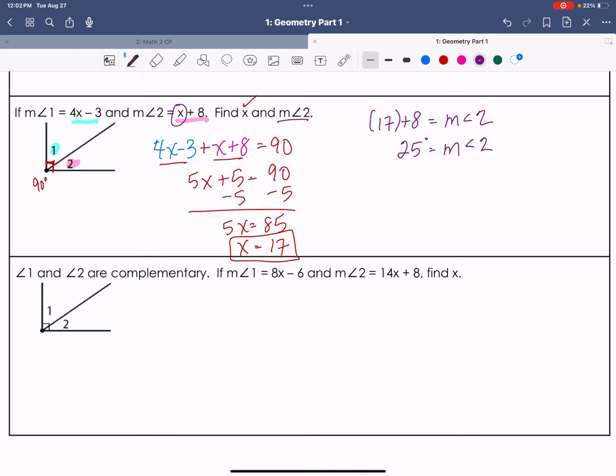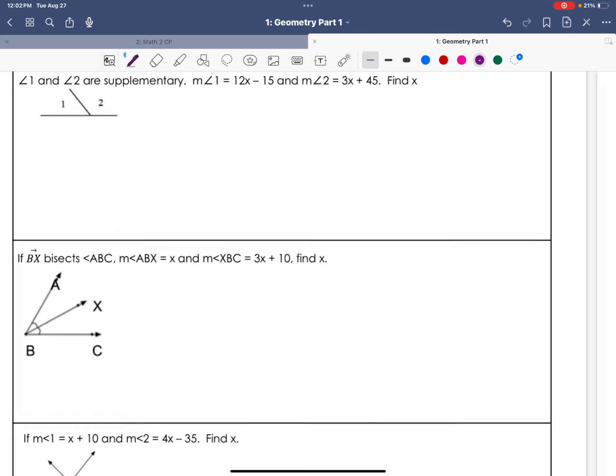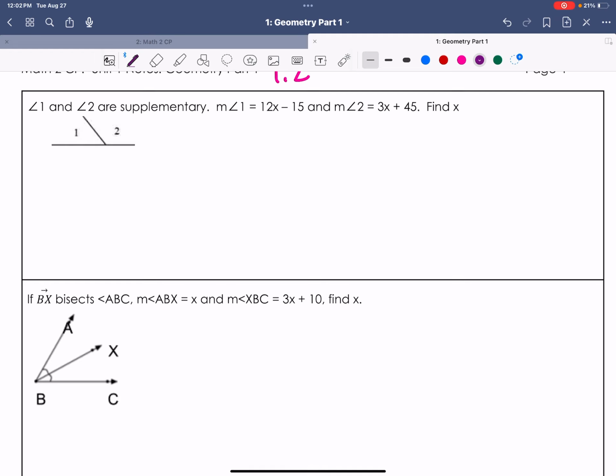All right, you're going to try this problem. Here's your hint. This says that it is complementary. So remember, complementary is 90 degrees. So that's your hint. So go ahead, try this problem. And then on this page, it's the same process, but here, instead of complementary, it says that it is supplementary. And supplementary is when two angles equal 180 degrees. So you're going to add this guy, and remember it's 180 degrees. So that's your hint. Go ahead, finish it.